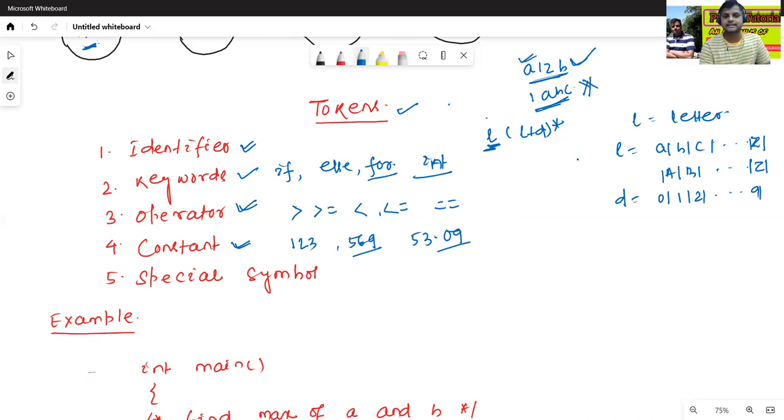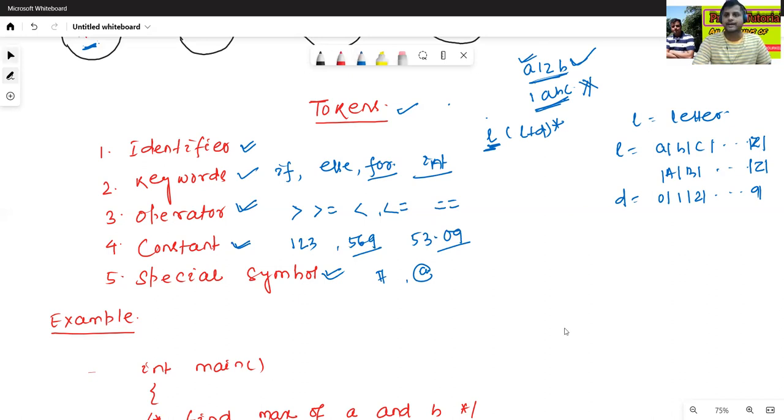Next one, the special symbols. Special symbols like, suppose, some other special symbols like at the rate, these are called the special symbols. These are some different types of tokens. You may have some other tokens, but these are the very important tokens, okay? So now we'll identify tokens. This is a very, very important question. You may face this type of question.